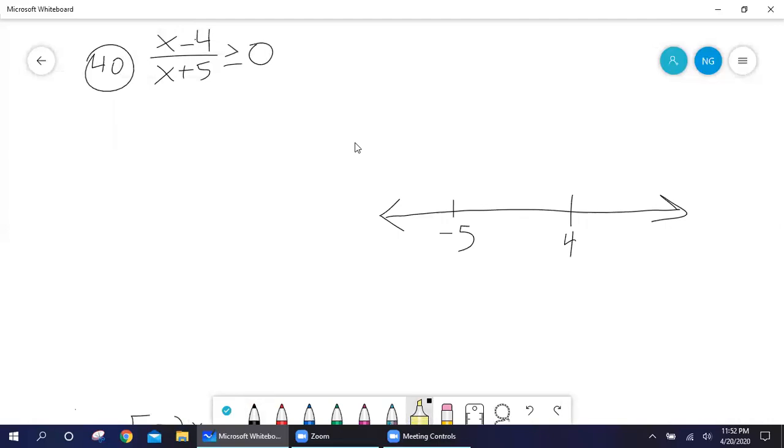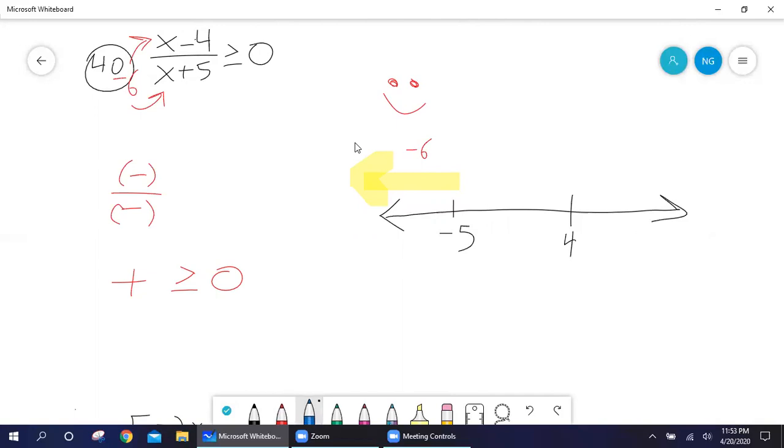Just like I've been doing, I'm going to test numbers in each region. So let's say I test -6. If I plugged in -6 for x, on top I'd have a negative, and on the bottom I'd have a negative. Negative divided by negative is positive. Does that satisfy what I want? Positive numbers bigger than or equal to 0? Yes, it does.